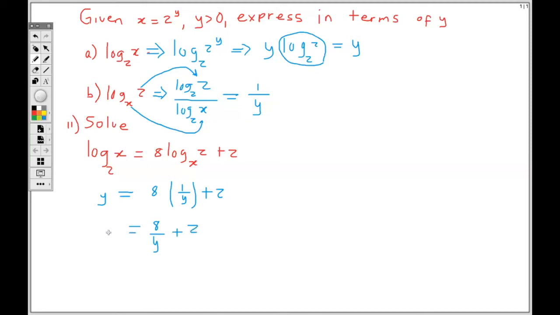Is equal to, and then you have y. Now because we have a fraction, to get rid of the fraction, we're going to multiply the entire equation that we have here by y so that we get rid of the y in the denominator. So multiplying y times y, I'm going to get y squared. Then 8 over y times y gives us just 8. And y times 2, that's 2y.